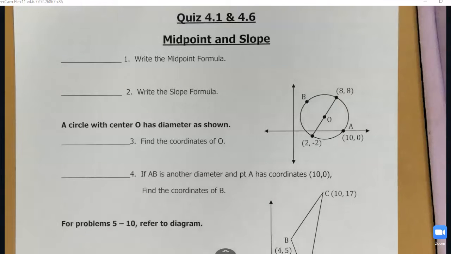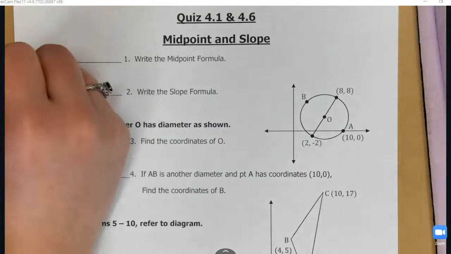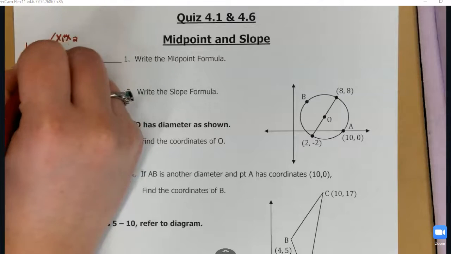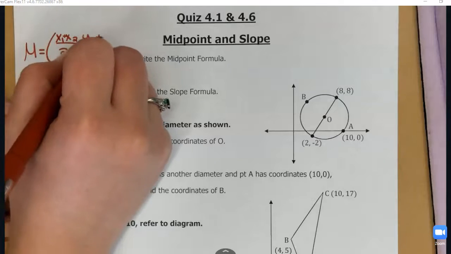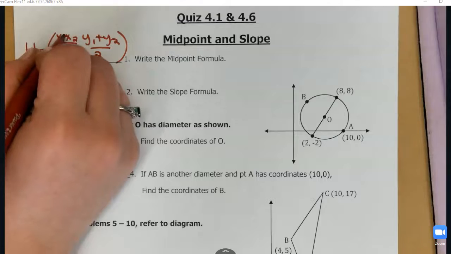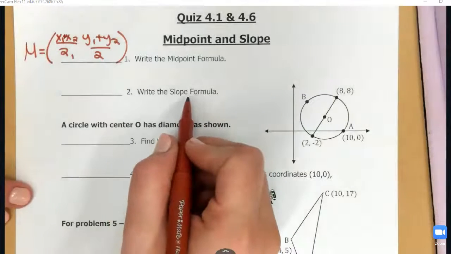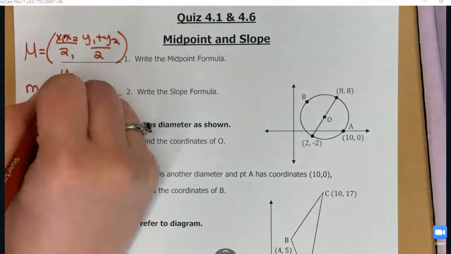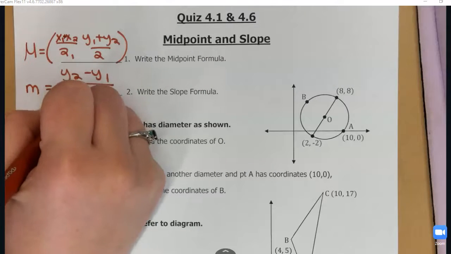So 1 and 2, these were just the formulas themselves. One of the biggest mistakes I saw was people were not putting M, either uppercase or lowercase, equals. So our midpoint formula is capital M equals x1 plus x2 over 2, comma, y1 plus y2 over 2. And this is an ordered pair, so it needs to be in parentheses, and you need to have that capital M equals. Now number 2, this is just asking for the formula to find slope between 2 points, which is little m equals y2 minus y1 over x2 minus x1.